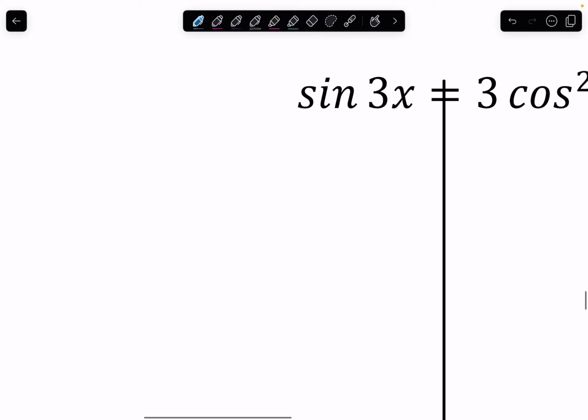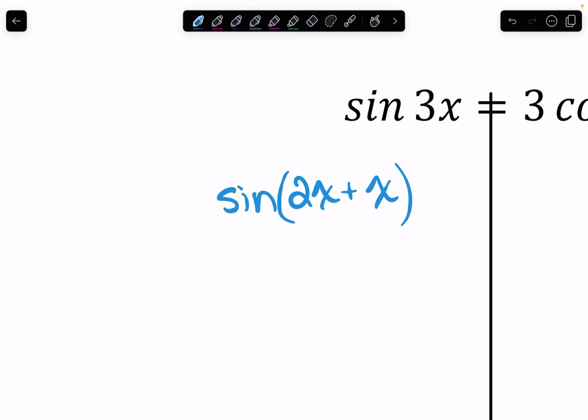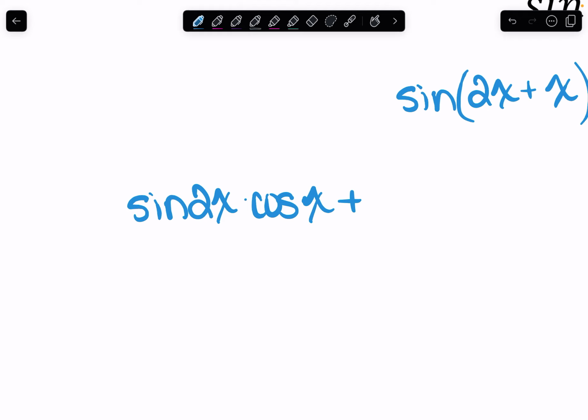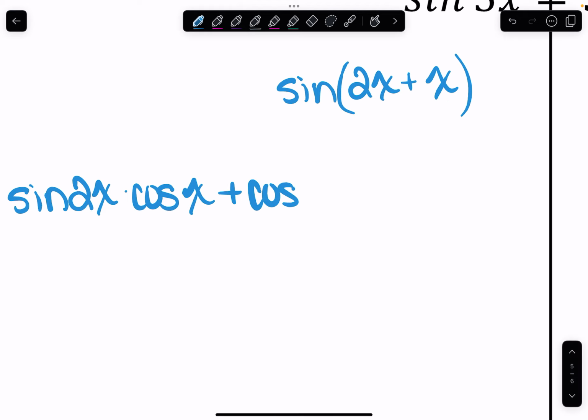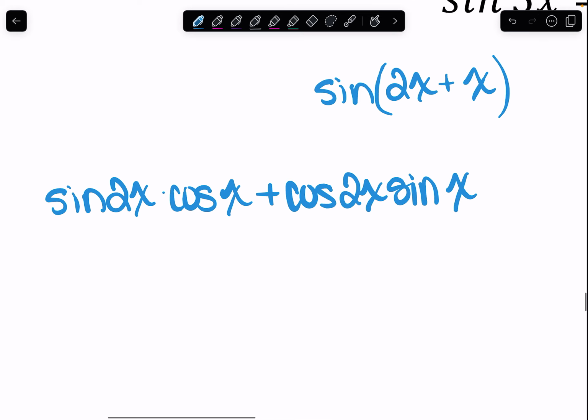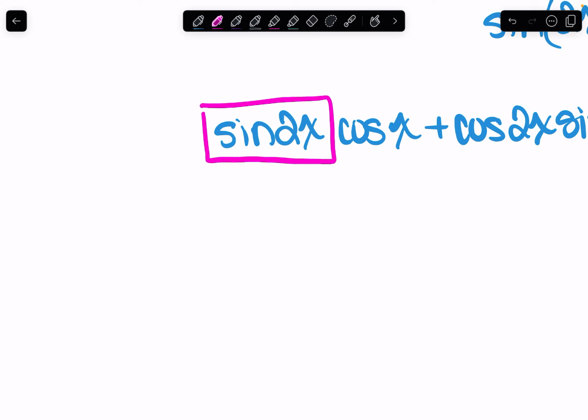So I am going to break this into the left side. Sine of 2x plus x. So sine shares, so that is going to be sine of the first angle times cosine of the second angle, keeps the plus sign, cosine of the first angle, sine of the second angle. So then we look at this again, I'm still not there.